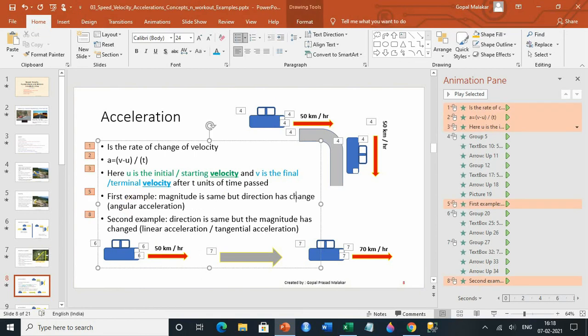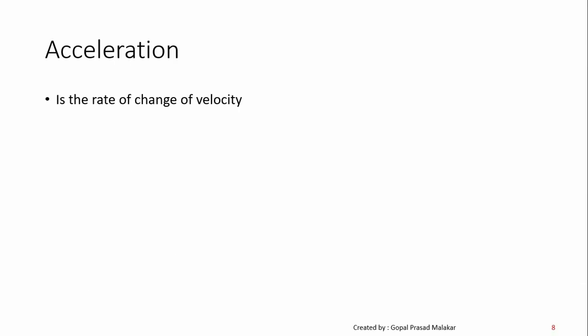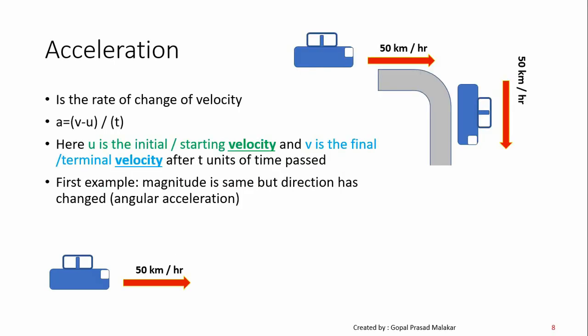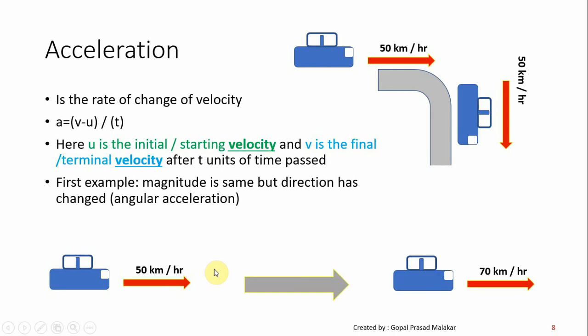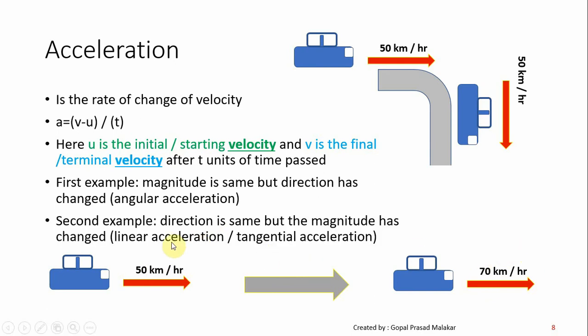There can be a second case where direction is same but magnitude has changed. So direction is same, it is 50 km per hour. It remains same, 70, it's going in this direction only. But look at magnitude, it became from 50 to 70 km. This kind of acceleration is called linear acceleration or tangential acceleration, where direction is same but the magnitude is changing.